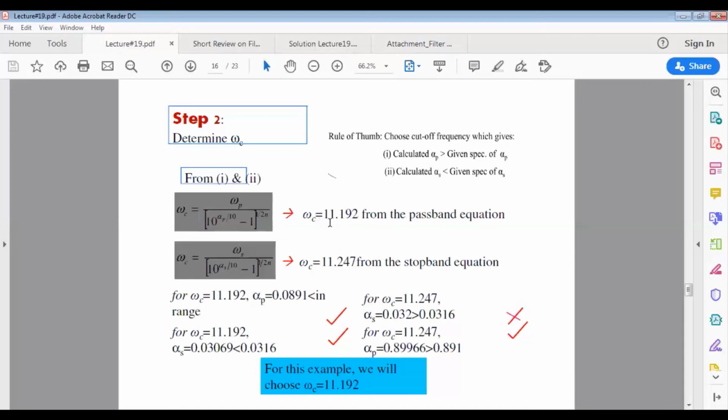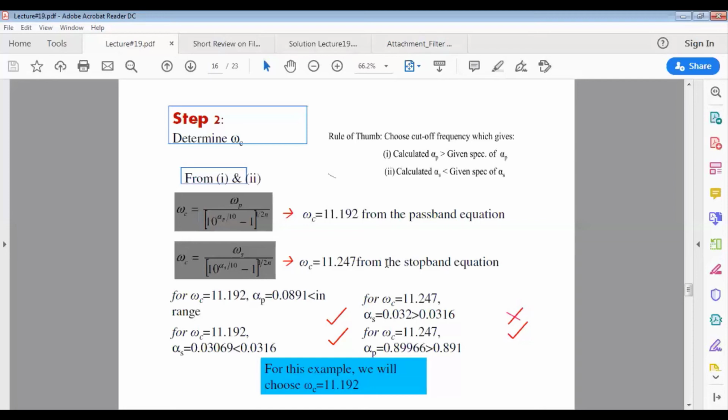The first one is 11.192 from the passband equations. Number 2 is 11.247 from the stop band equations. Okay, so we have two cutoff frequencies, yeah? We need to choose either one of these.